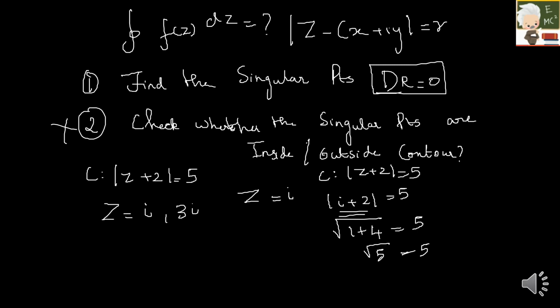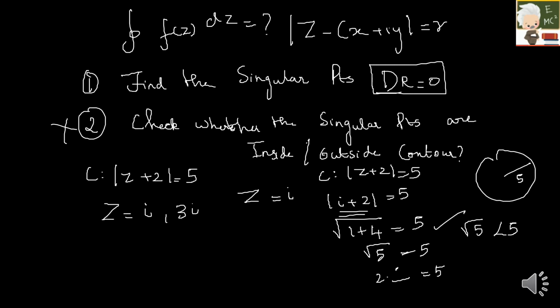What is the value of root 5? It is 2 point something. Root 5 is less than 5. Your radius of the circle is 5, but root 5 is 2.5 something, so it is less than the radius. So this point lies inside the circle. And then next, one more point.